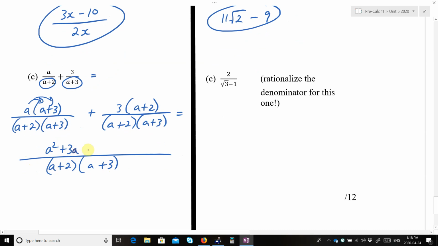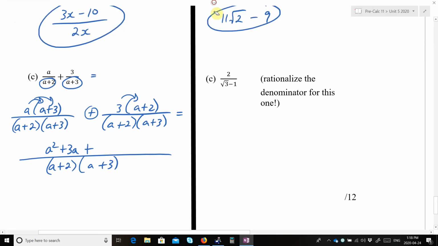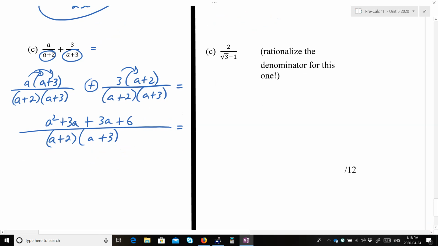a squared plus 3a, this plus sign is here, 3a plus 6. So we end off with a squared plus 6a plus 6.